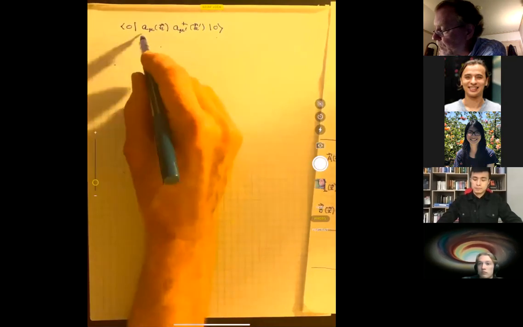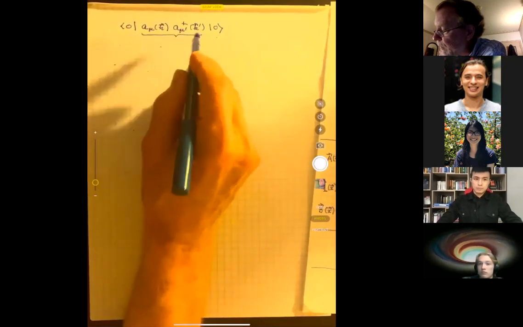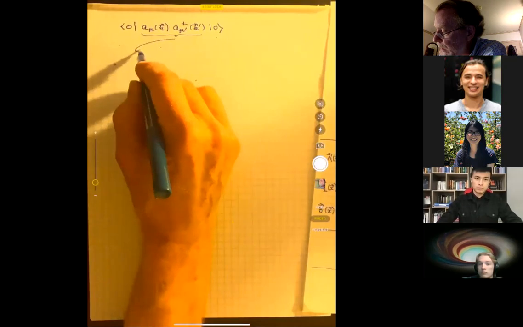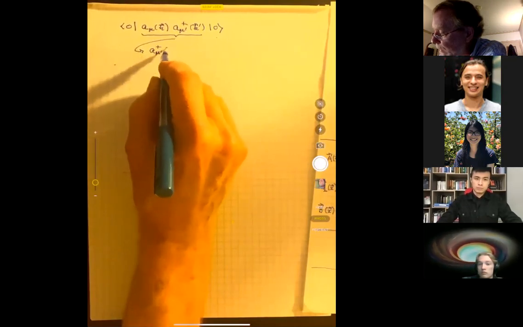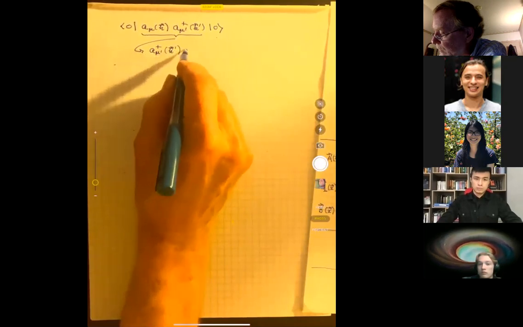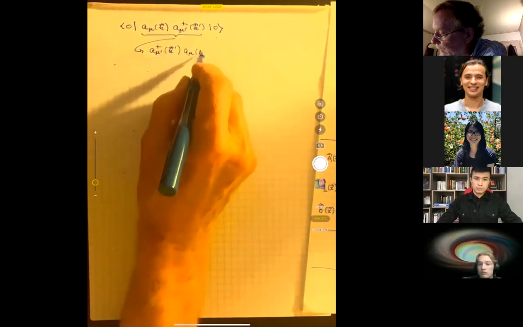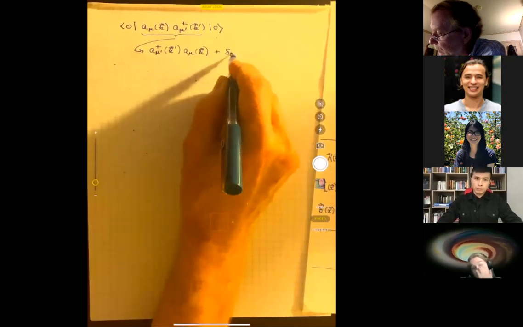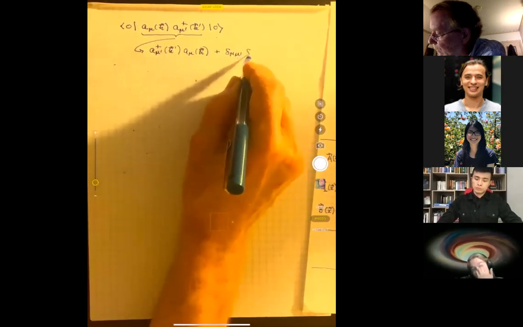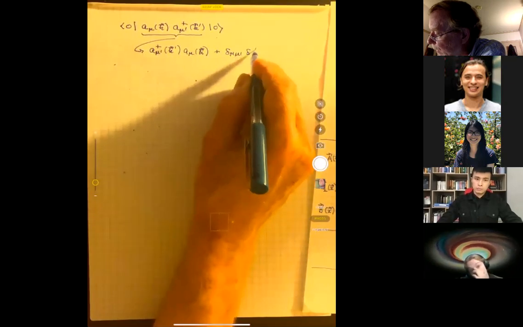The way to do it is to use the commutation relations between these two operators. If I reverse the order, I get A mu prime dagger of K prime times A mu of K, like this. And then I add the commutator to it, which is Kronecker delta mu mu prime, Dirac delta function of K minus K prime.